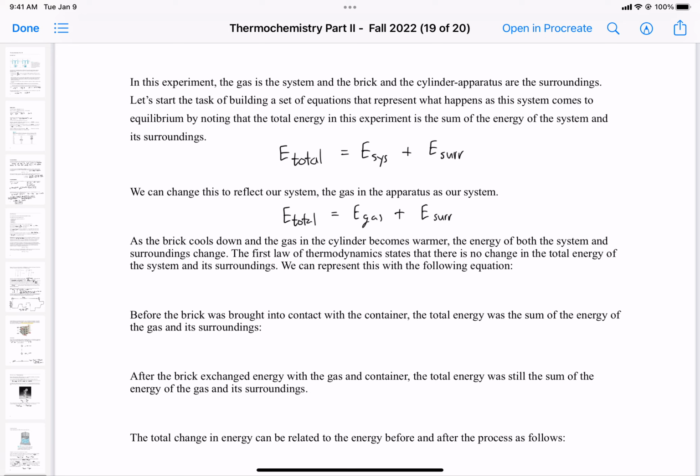Hello everyone. Welcome back. So we're going to continue our discussion on thermochemistry today, and then we may be able to finish our discussion this week, but we'll see how we do. Okay, so let's begin here.